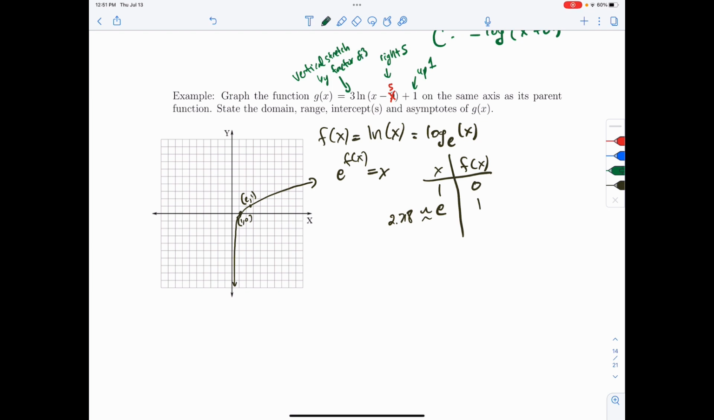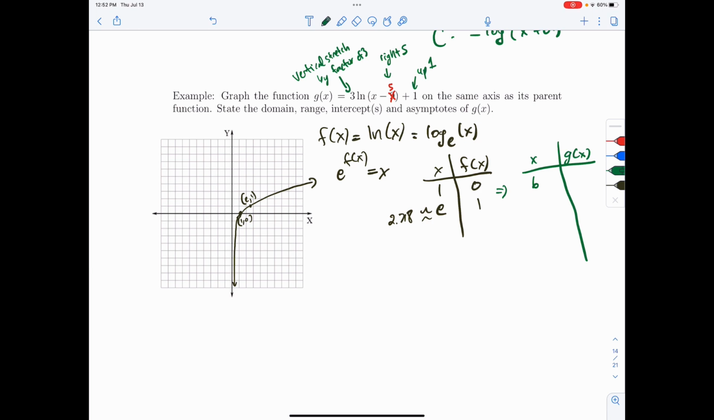Okay, so we're going to have x and g of x. What we need to do here is take those points that we have and apply those shifts. If I'm going right by 5, that's going to change the x coordinate. I'm going to add 5 to it. So that 1 is going to become a 6. And then I'm going up 1. So 0 plus 1 is 1.